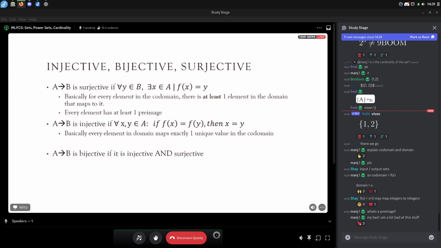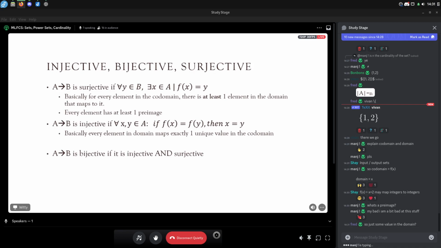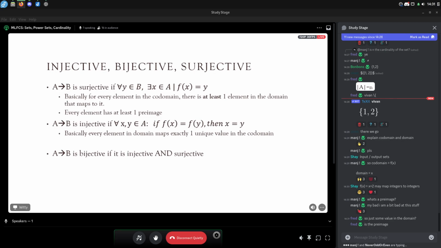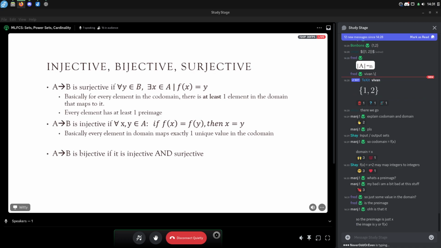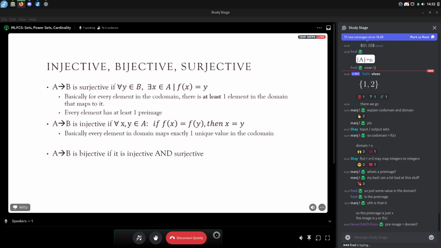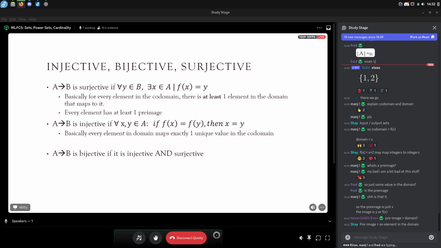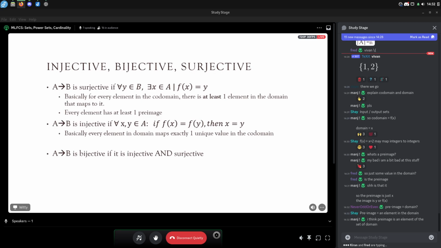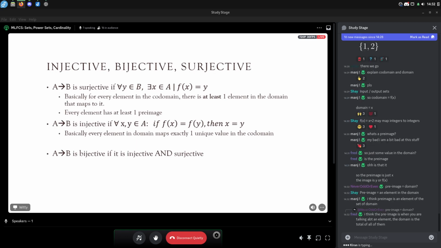Pre-image. Don't worry, we're with you, Manch. Pre-image is the one in the domain, and the image is what that pre-image maps to. So a pre-image maps to an image, the pre-image is in the domain, and the image is in the codomain. Does that make sense? Some value in the domain is the pre-image. Normally when we talk about pre-images, we're talking about a specific value. You'd say an element in the codomain, that element's pre-image. I don't know if it's correct to say the domain is full of pre-images, but you can think of it like that if that helps.